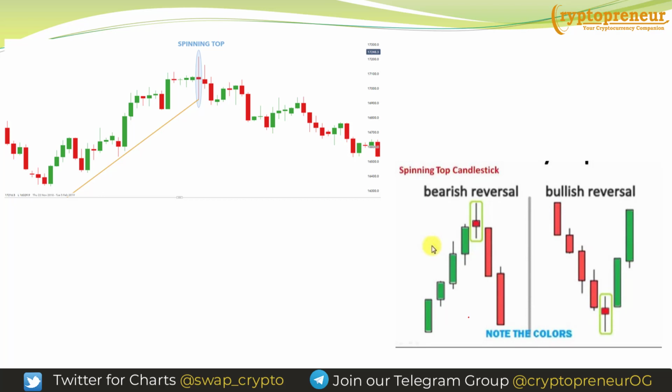On the right side you will also see there are two figures. This is the bearish reversal, which comes after an uptrend. You will see a red color spinning top here, and then the market starts moving downside. Similarly, this is a bullish reversal: when the market was falling downside and you see a spinning top here, the market starts reversing from here. So it is not like when a spinning top appears, the market always reverses 100%. It is not like that. There are chances of reversal. So a spinning top gives us that information.